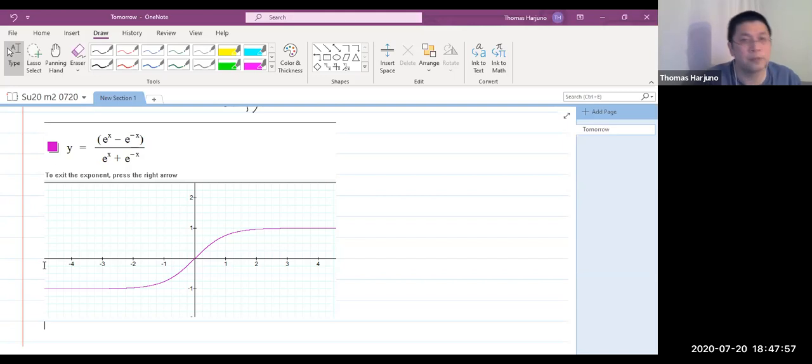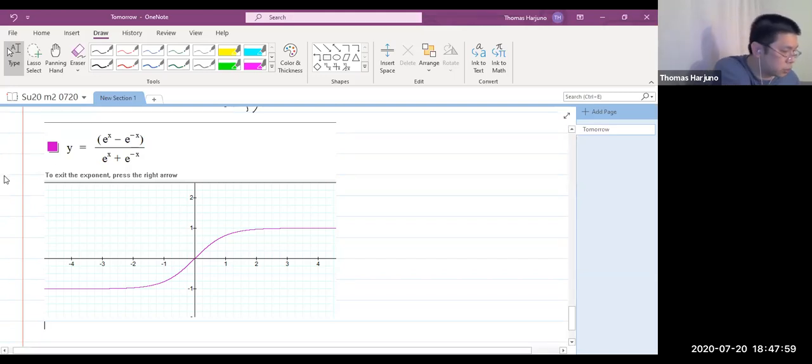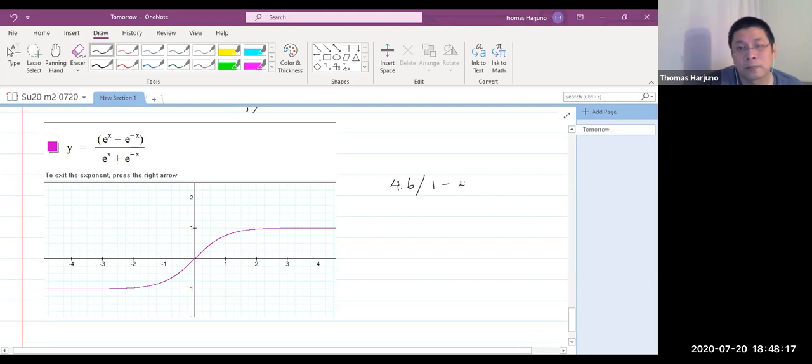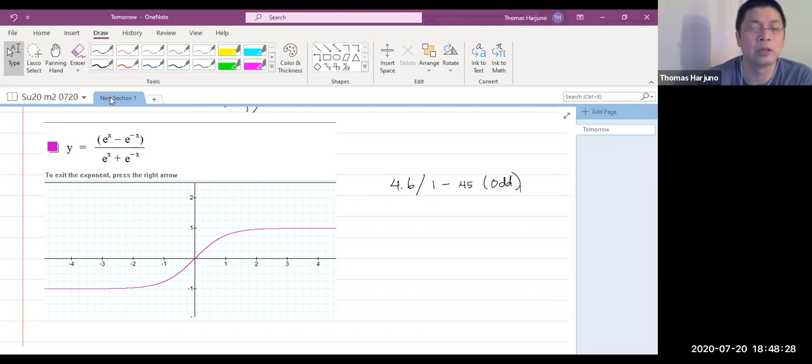Now this is the finishing up of 4.6. Your suggested homework: let me just give you 4.6 as a whole. In 4.6, I want you to do number 1 to number 45, the odd ones, and start working on this. If you really want to be successful on this chapter, make sure you summarize this section, 4.6, well. Okay, that's for 4.6.